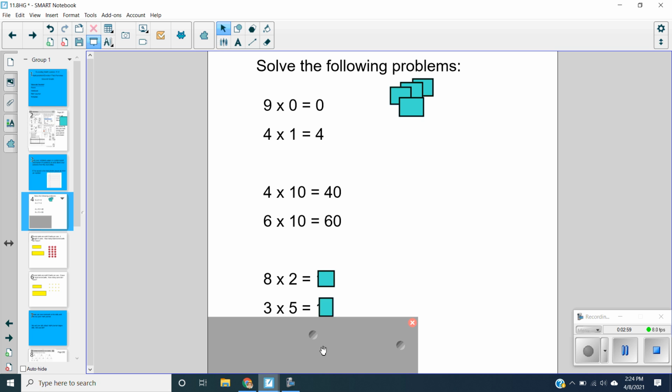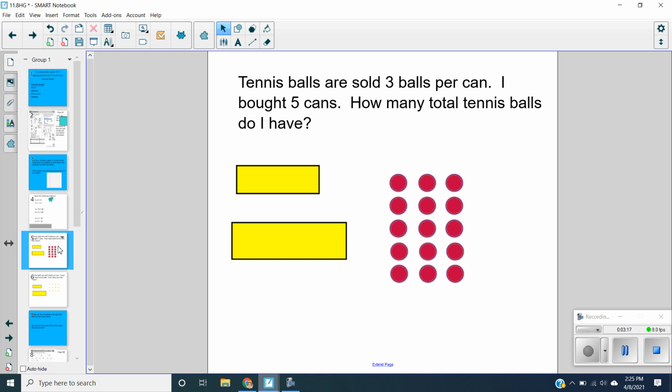And 2 final ones. So when we're multiplying by 2, we're doubling. So I can think 8 plus 8, or 8 times 2 to equal 16. And then 3 times 5, I could either count by 3s or I could count by 5s for a total of 15.